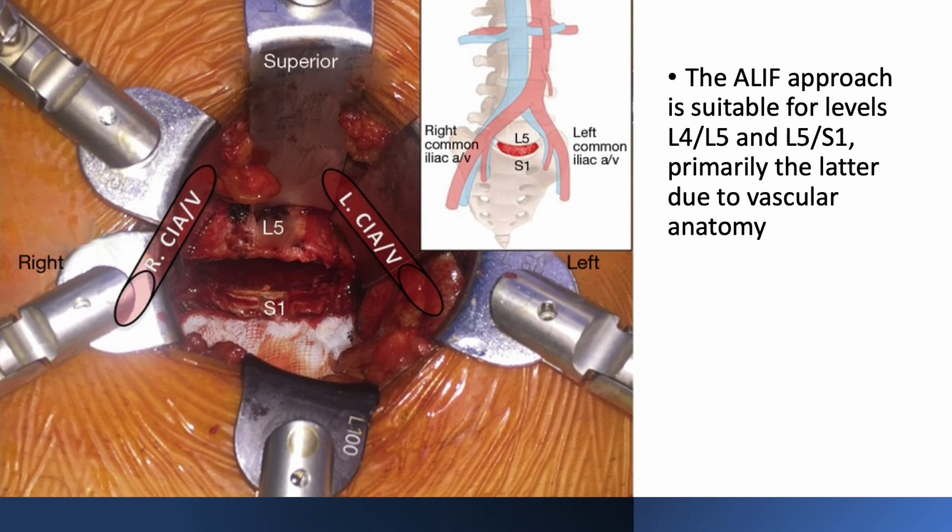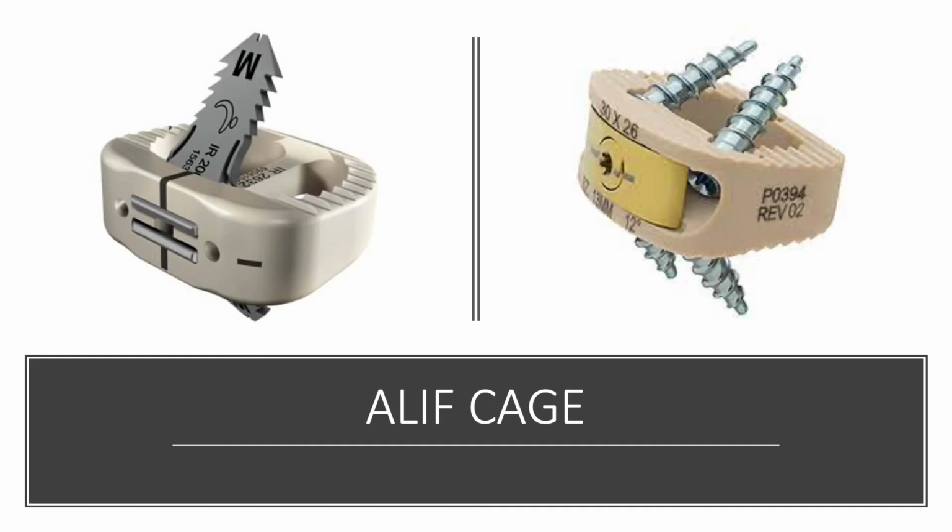The ALIF approach is best suited for lumbar 4, lumbar 5 levels and lumbar 5 sacrum 1 levels, primarily the lumbar 5 sacrum 1 due to the vascular anatomy. As you can see, the approach would be between your right and the left common iliac vessels for L5S1. The picture also depicts how a comprehensive discectomy can be done at this particular level, allowing for a bigger cage insertion and also allowing for a bigger correction of the deformity.